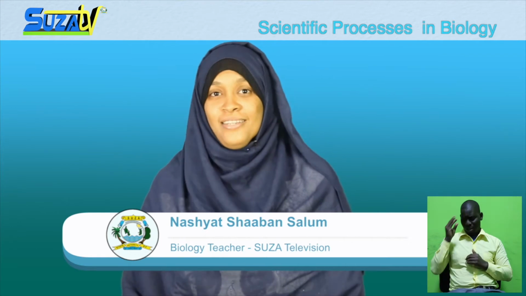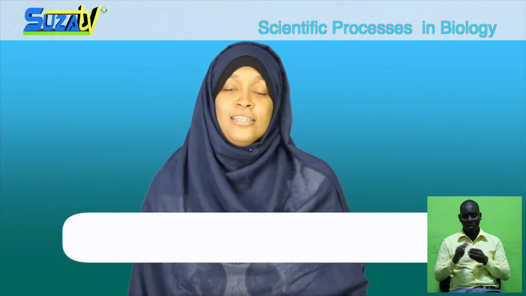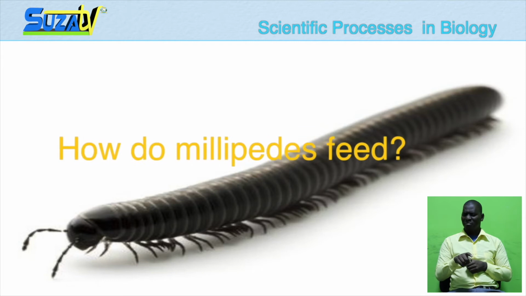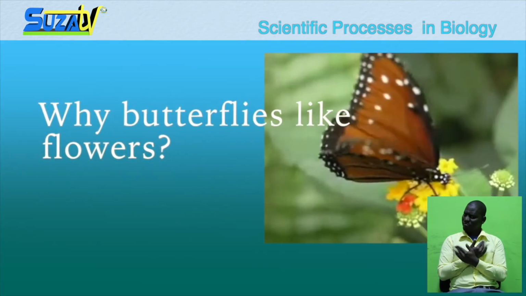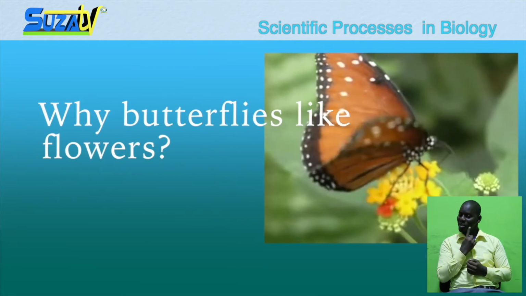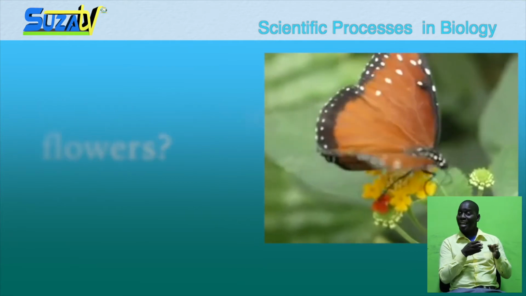In this lesson, we will learn about scientific processes in biology. We all have questions about the world. We ask ourselves many questions from the things we observe and see in our everyday life. For example, why do birds fly? How do millipedes feed? Why do butterflies like flowers, and so on? All these questions can be answered through the scientific process.